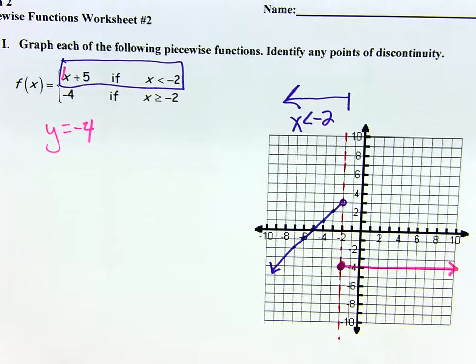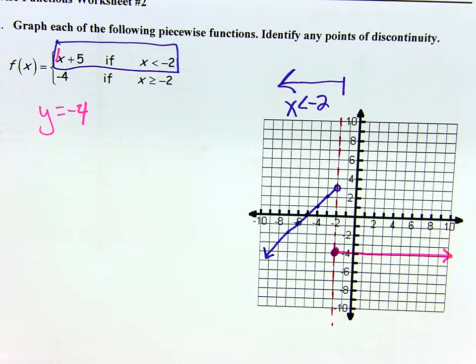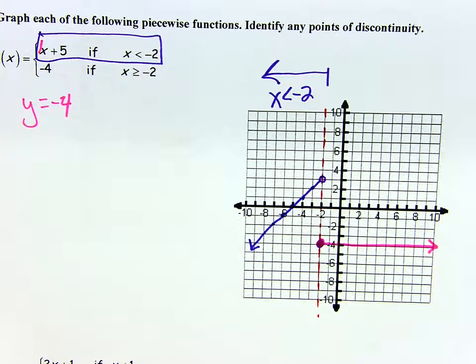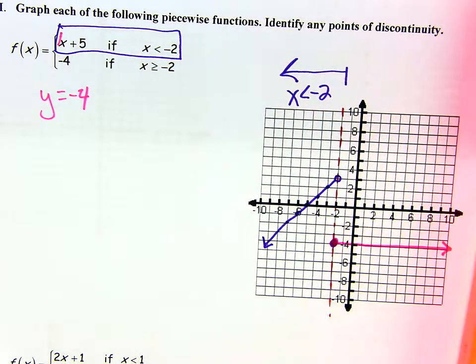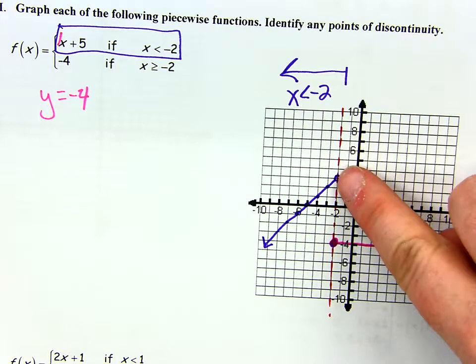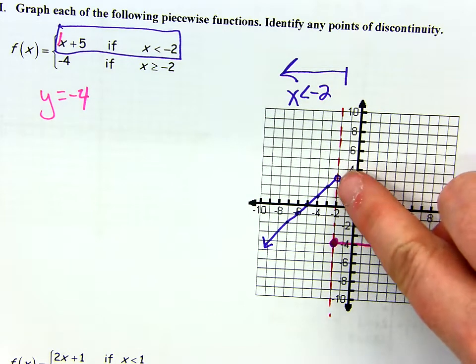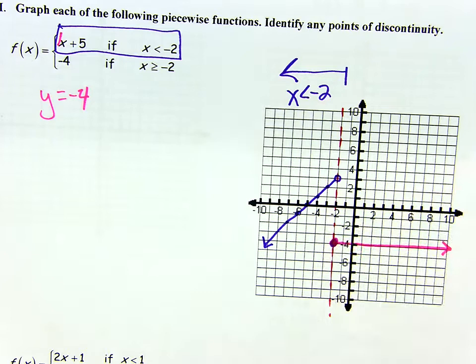Just a couple of things. Remember that when things are functions, they're supposed to pass the vertical line test. Do you remember that? Does my graph pass the vertical line test? It does. Now, what happens exactly right here? Because one dot is open and one dot is closed, it's fine.